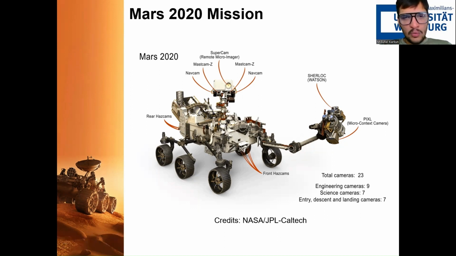At the front, we have microscopic imager cameras, and on top we have panoramic cameras. This rover also consists of different antennas, a low gain antenna and a high gain antenna at the back position here.